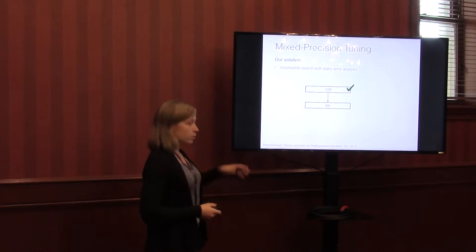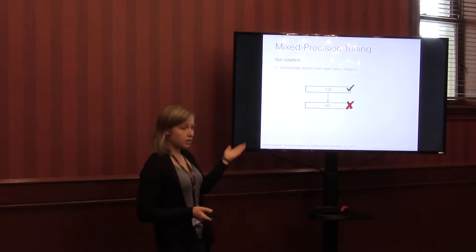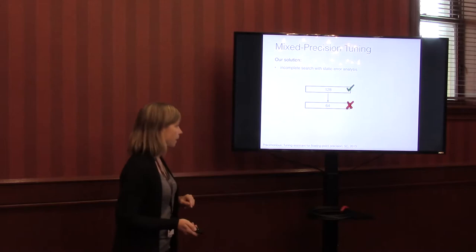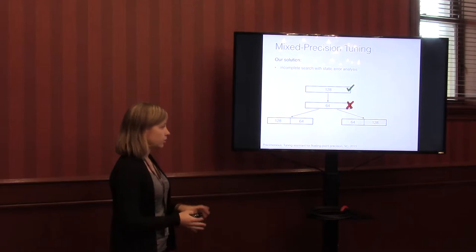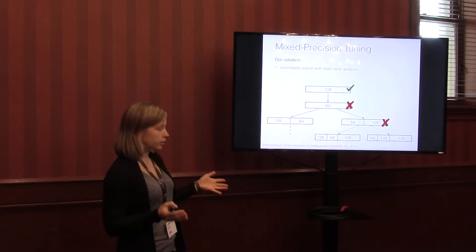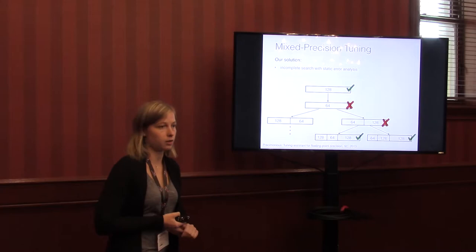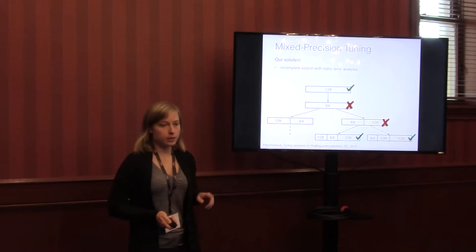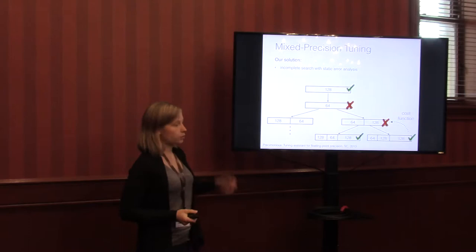Then we will lower all of the operations to the lower precision and check again. Now, if this does not satisfy the error bound, then we know that what we want is somewhere in the middle. And then at that point, we'll just split the list. So we will lower some of the arithmetic operations and keep the others in the higher precision and check again. Suppose here it doesn't satisfy either. So then we'll continue the split until eventually we will find some type assignments that do satisfy the accuracy bound. Well, if we have several of them that satisfy the accuracy bound, then we need to select the one that we actually want. And for that, we use the cost function to select.